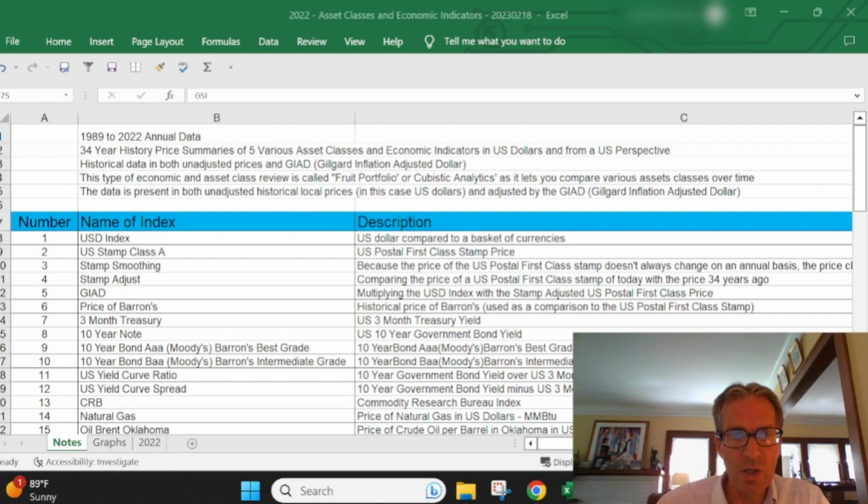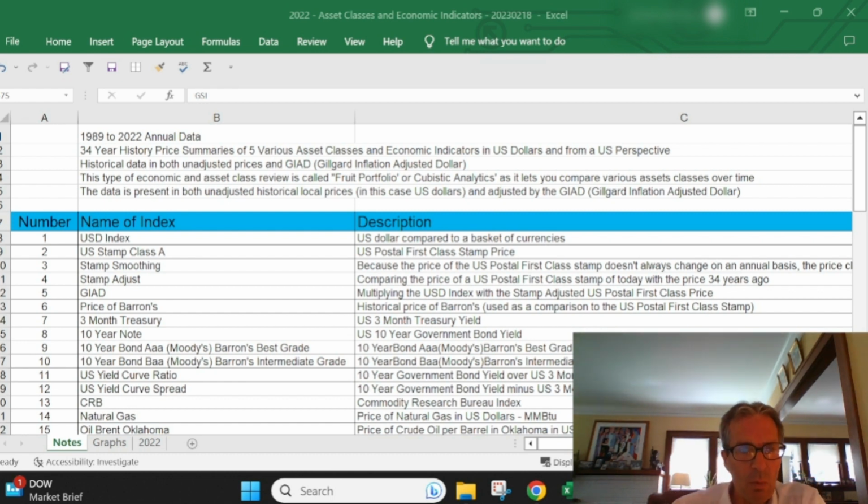What I mean by that is the adjusted prices use the Gilgard inflation adjusted dollar, so you can see how things have done vis-a-vis other currencies and vis-a-vis inflation. Another way of describing this is as a fruit portfolio, where you can compare an apple to an orange between various asset classes, with today versus 15 years ago, or cubistic analytics, where you look at things from different perspectives.